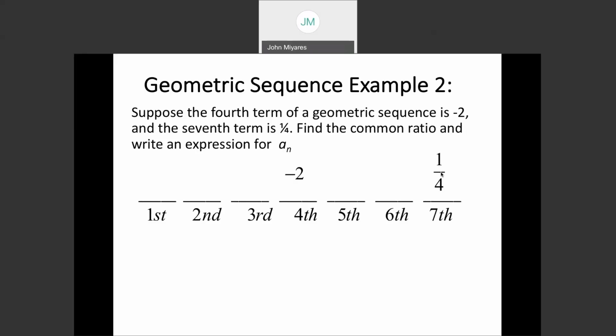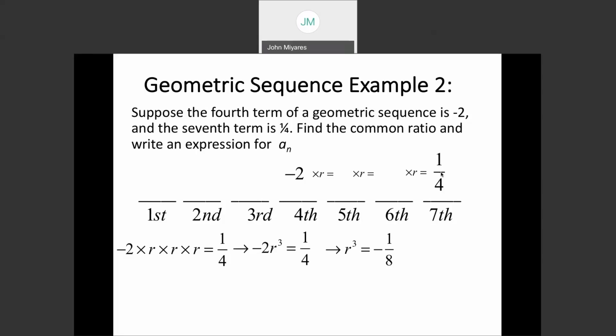So to get from the fourth term to the fifth term, we have to multiply by r. Then to get to the sixth term, we multiply by r again, and to the seventh term, we multiply by r one more time. This gives us -2 times r times r times r equals 1/4. Now, before we panic, we have to realize that repeated multiplication of the variable r can turn into an exponent. So we can simplify this as -2 times r to the third power is 1/4.